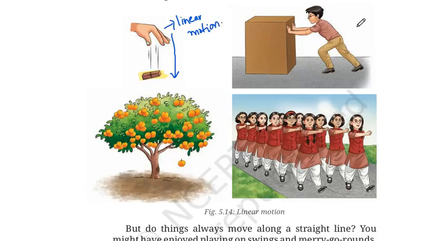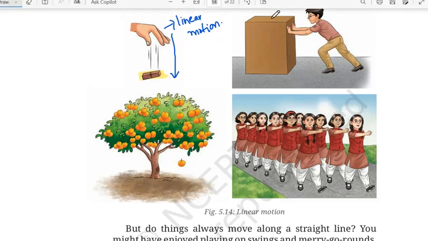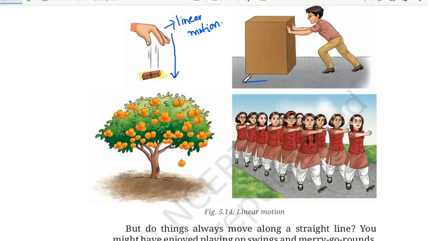All right. Same way, you see this boy is pushing this box. If the boy pushes, the box is going to move in a straight line from right to left. So again, this is linear motion.